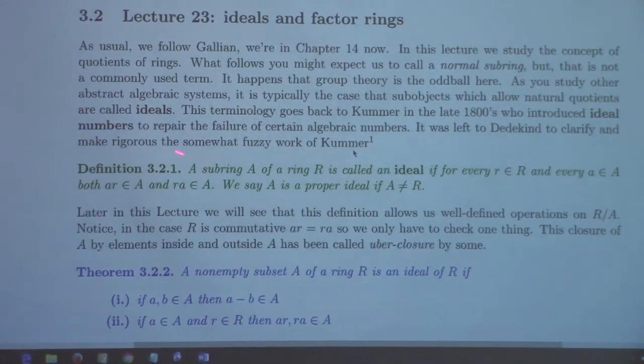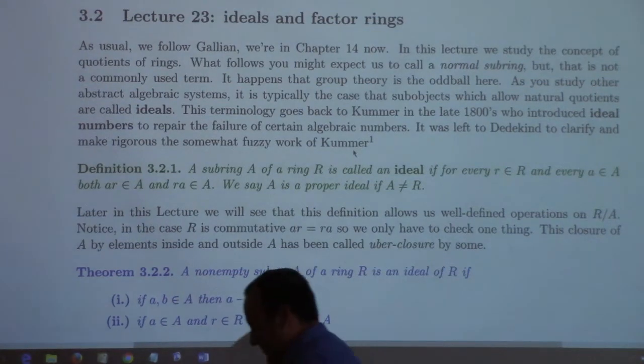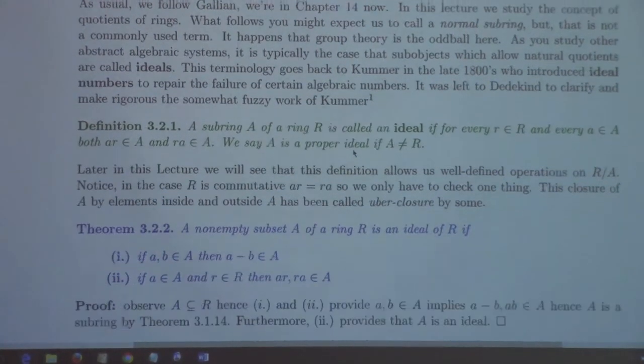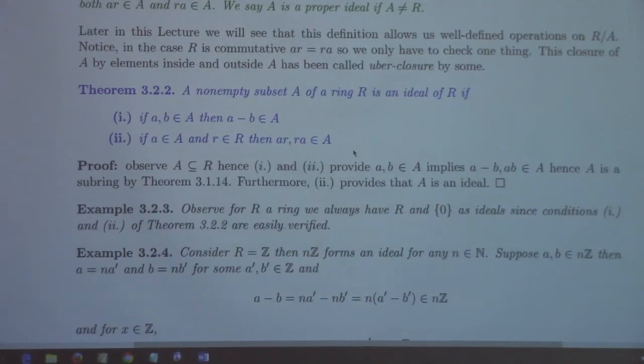A subring of ring R is called an ideal if it has this property that it's closed under right and left multiplication by elements of the ring, right? It's got this so-called uber closure, if we're to adopt the terminology of Dr. Sprano.